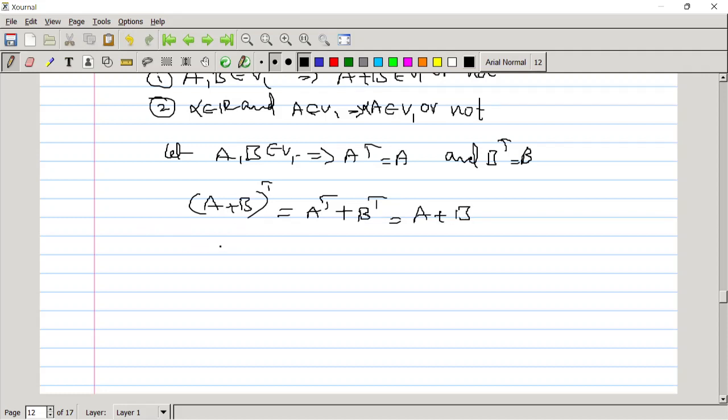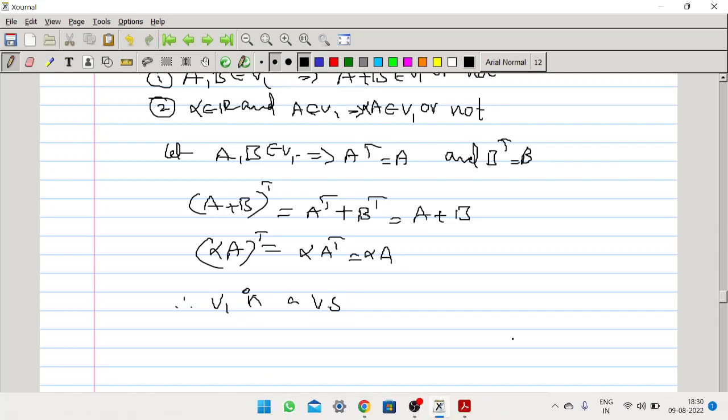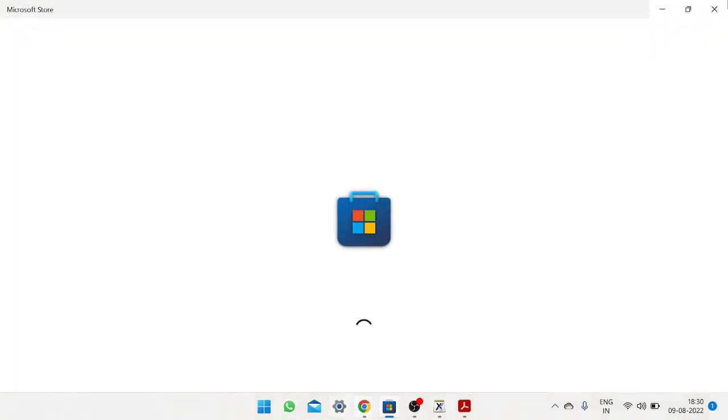Similarly, we can check alpha times A whole transpose. This is equal to alpha times A transpose, which is equal to alpha times A. So by these two properties, we can say V1 is a vector space. But the question asked here is which one is not a vector space.